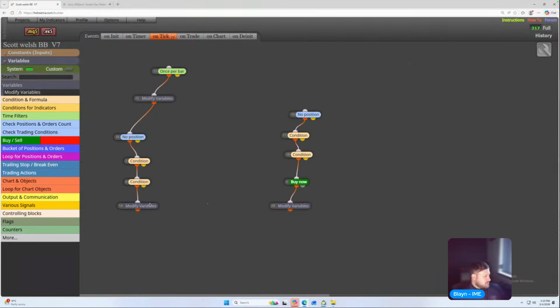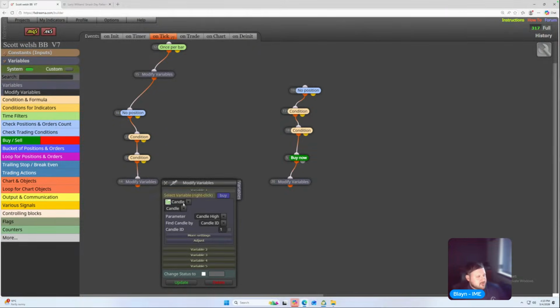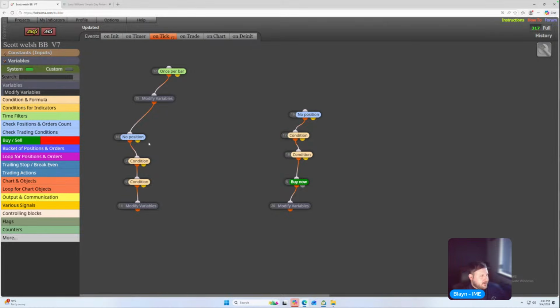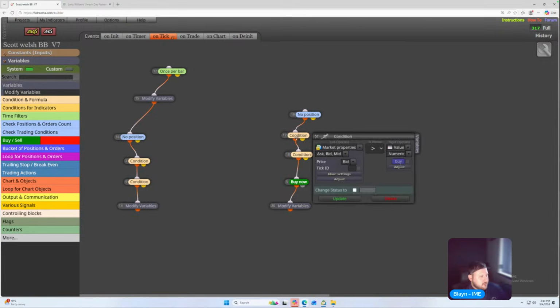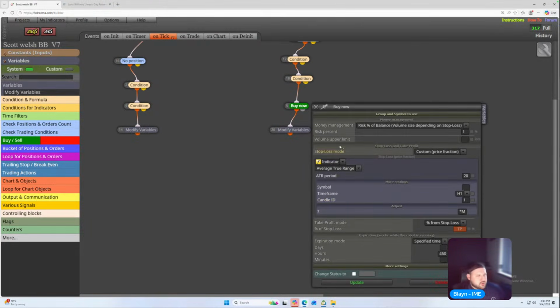So I think I was explaining this. Once the conditions are met, we're then saving the candle high as a variable. We're always waiting and saving that value. We're then going to wait for the market properties bid price to cross that variable. So the candle high, we're waiting for price to cross it, and after that, we're just buying.